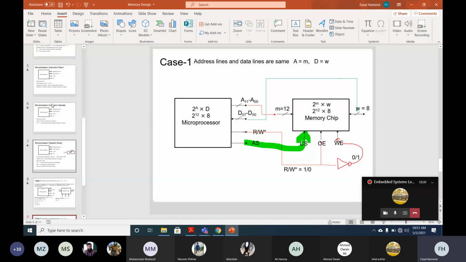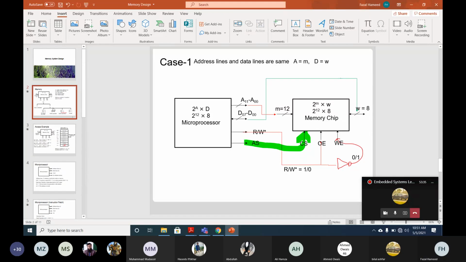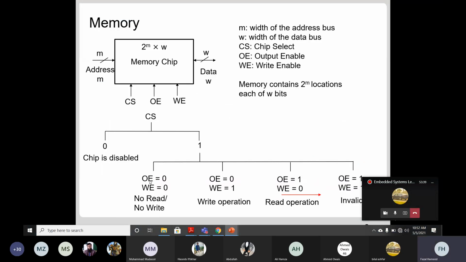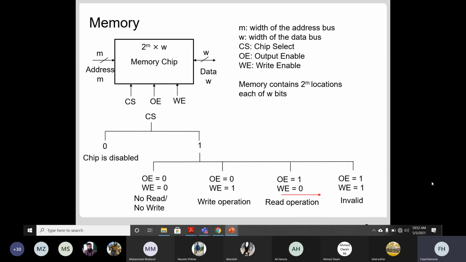Because we studied 4 different cases. If you remember, OE is 0 and write enable is 0: no read operation, no write operation. OE equal to 1 and write enable equal to 1: it's an invalid operation. Do you remember? Yes sir. So for a write operation, WE should be 1 and OE should be 0. For a read operation, WE should be 0 and OE should be 1. Did you understand, beta?